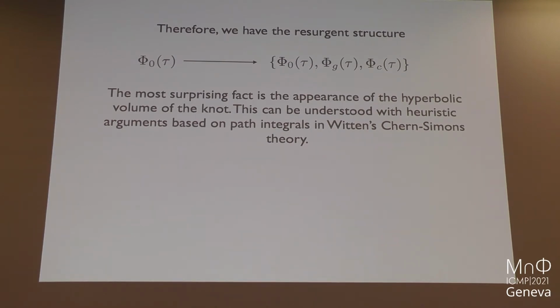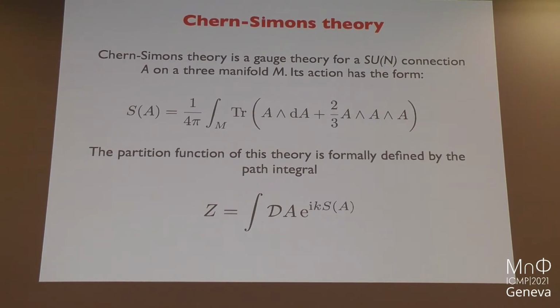So now I will be slightly more precise about this Chern-Simons theory, which has appeared many times in my talk. I will be now slightly more precise. And the first thing to say is that Chern-Simons theory is a gauge theory, like the gauge theory that Martin Heide has been talking about.